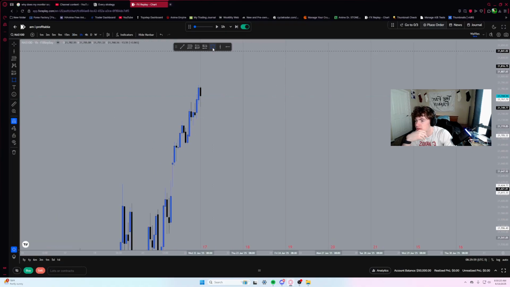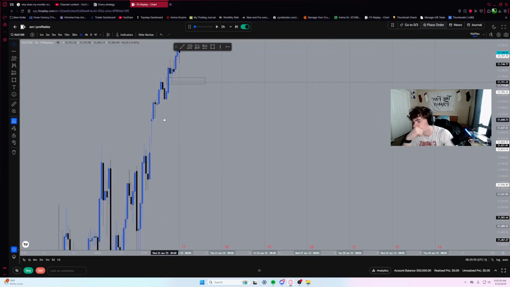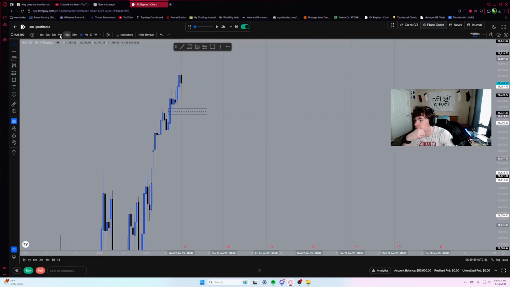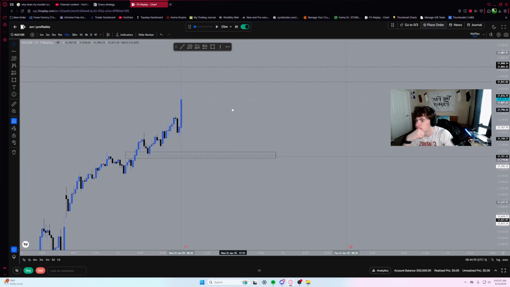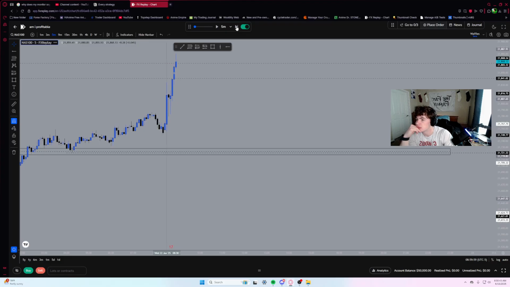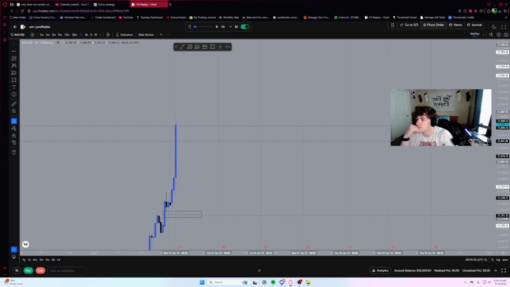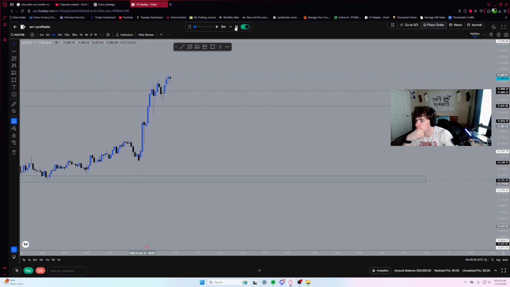Okay. Hourly fair value gap. We have a low right here. And, I mean, there's not much else. I'm going to be honest. Price is slowing down. Cool. Took out that liquidity. Reaction to the fair value gap. Liquidity sweep.